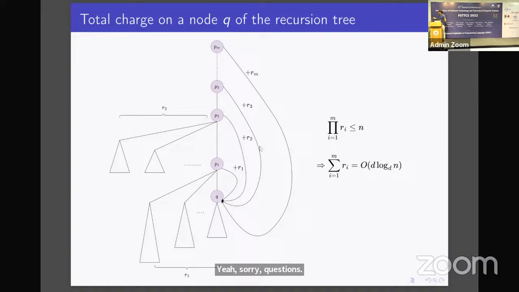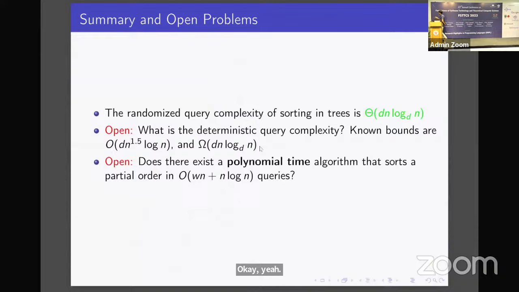So the next slide is just open problems. I can move to that if there are no questions. How much time do I have left? Okay, yeah. Okay, I'll move to open problems.